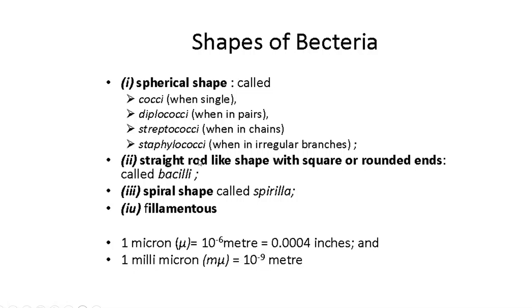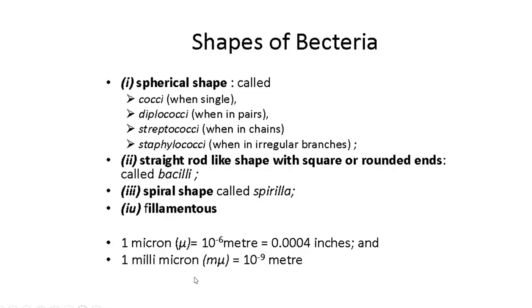The second type we have is straight rod-like shape with square or rounded ends, called bacillus. Number three are spiral shaped, called spirilla. And the fourth one is filamentous.